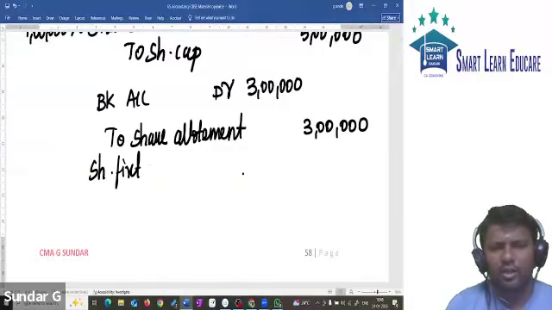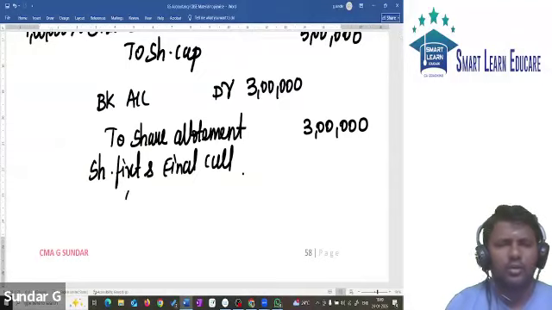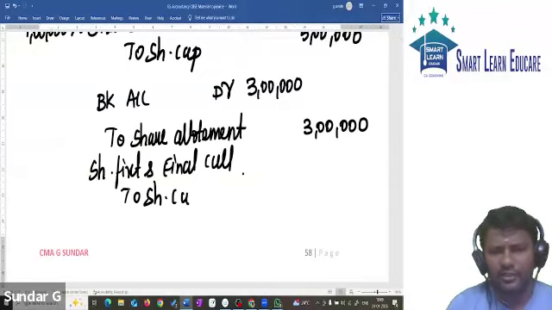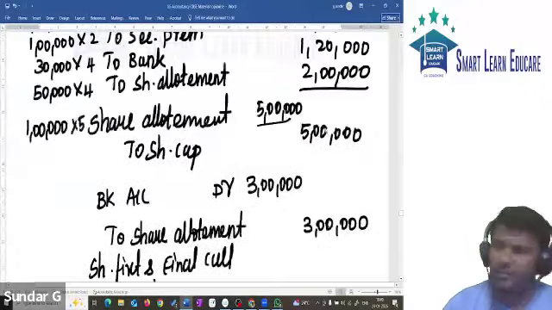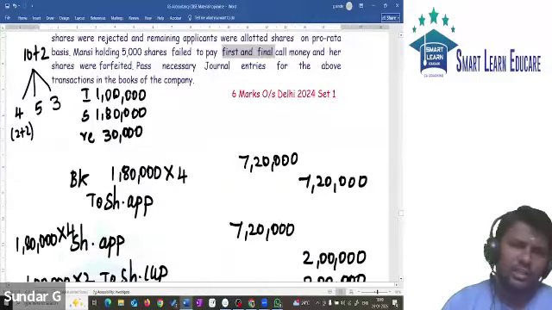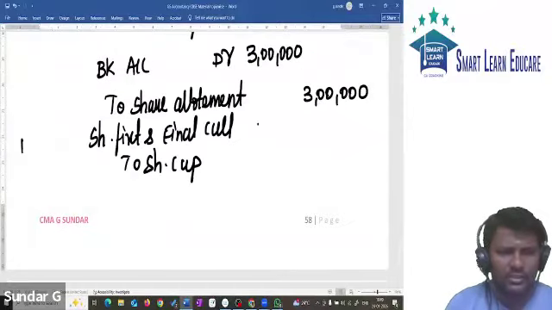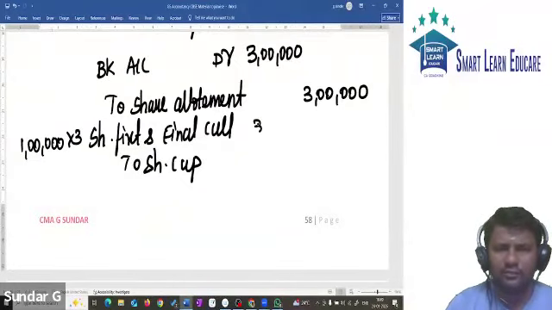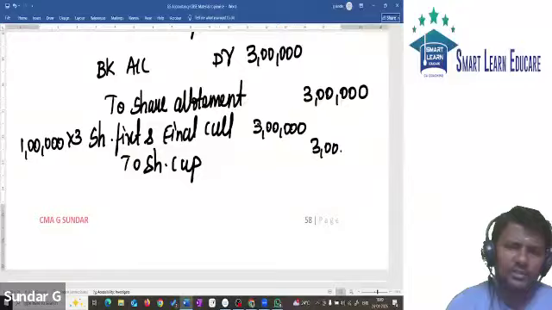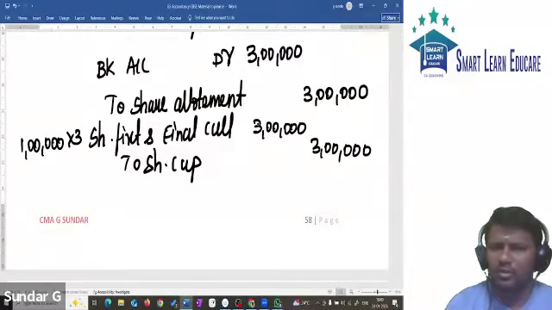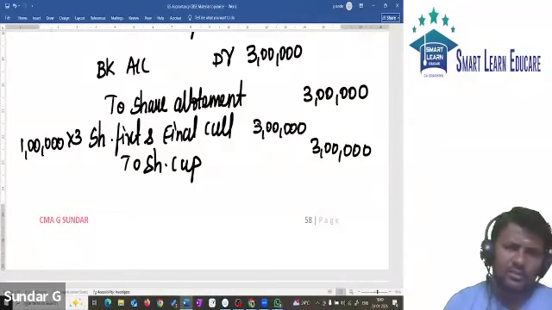Next, share call. What is the entry for share call? Share first and final call account debit to share capital. Tell me what is the amount? 3 rupees on first and final call. 1 lakh into 3 will give you 3 lakhs. Out of this 3 lakh, one person has not paid the money. The person holding 5,000 shares has not paid.